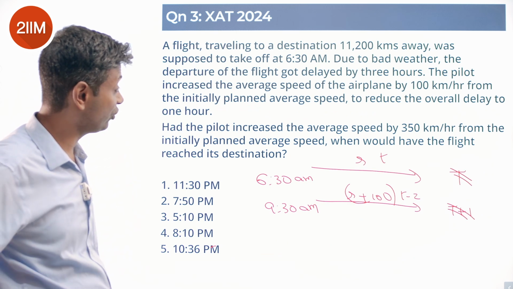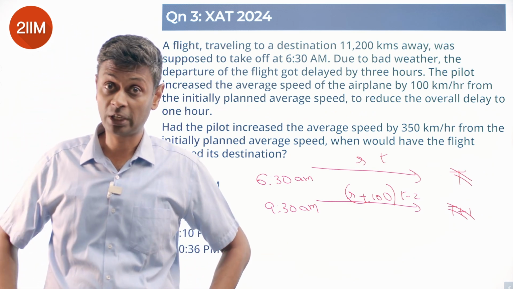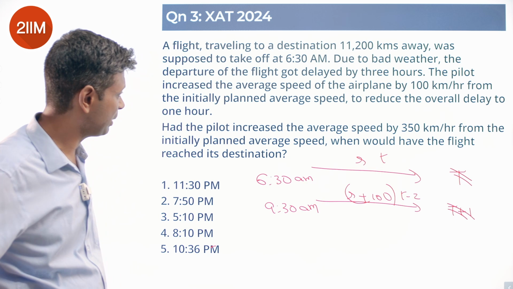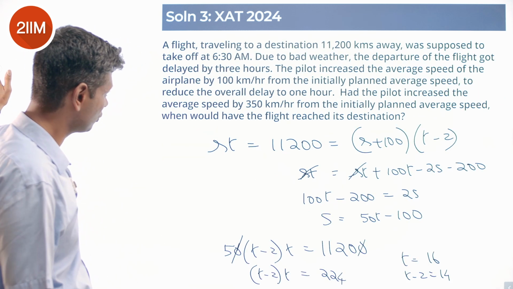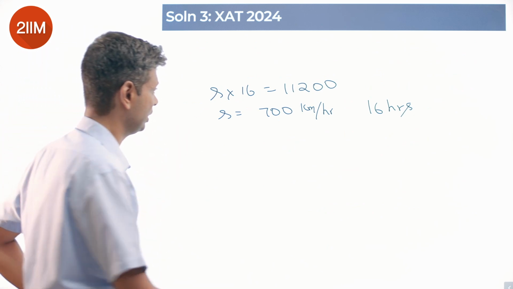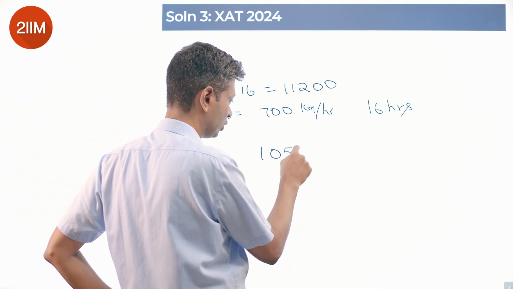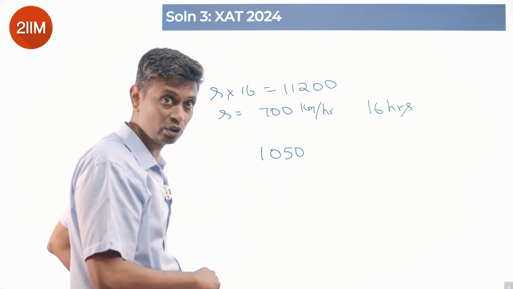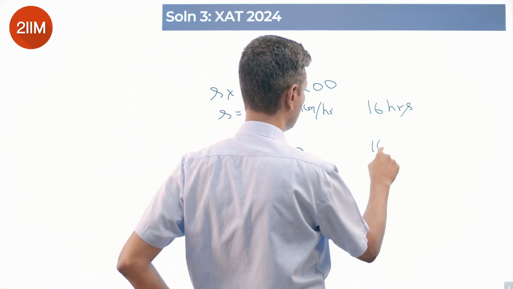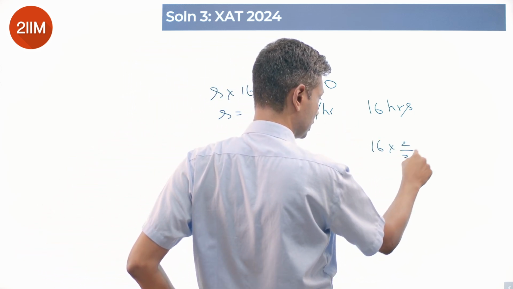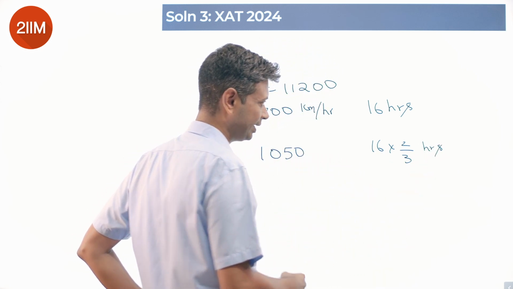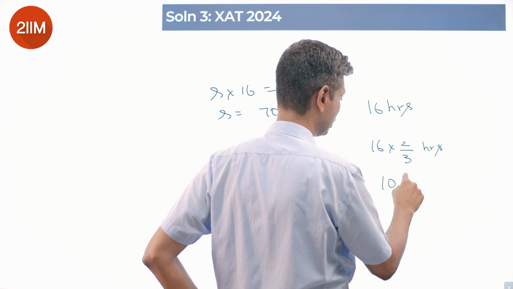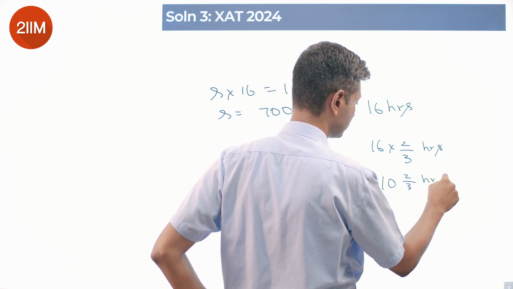Had the pilot increased the average speed by 350 kilometers per hour from the initial planned average speed, when would the flight have reached its destination? Nice. So instead of traveling at 700, it travels at 1050. This is 2:3. Time taken should become 16 into 2 by 3 hours. 32 by 3 hours, or 10 2 by 3 hours.